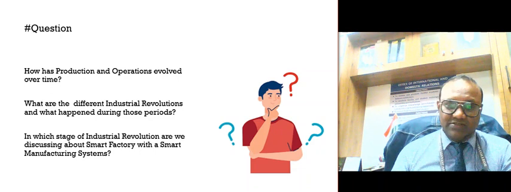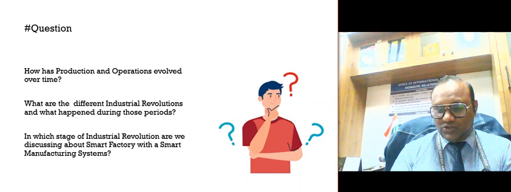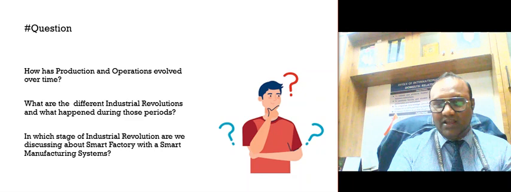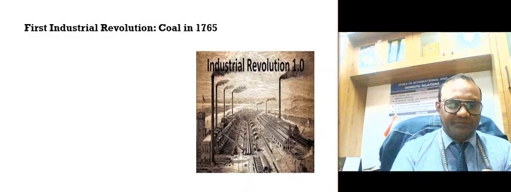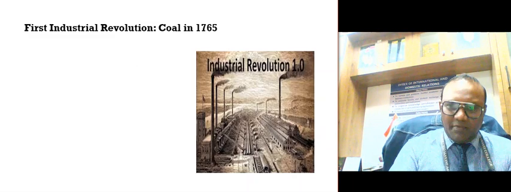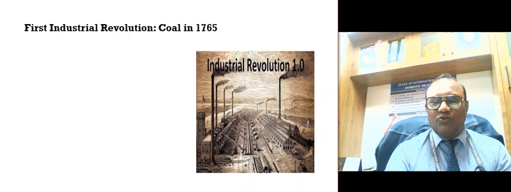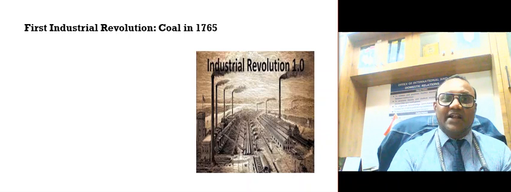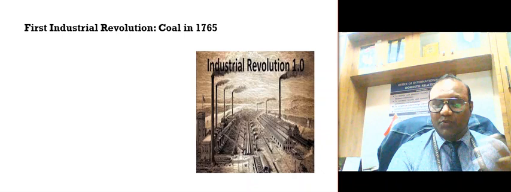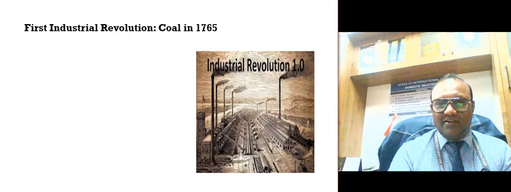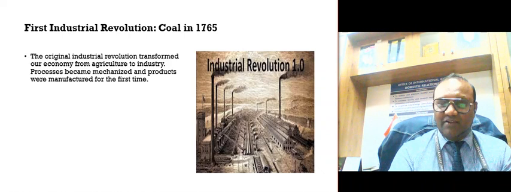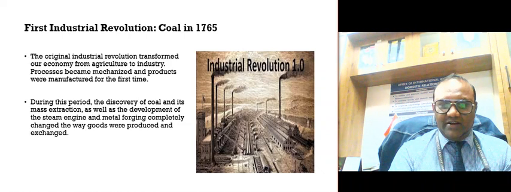The smart factory and the smart manufacturing system is also something that we must understand in this particular video. So let us go back to where it all started. The entire factory system, that whole understanding of a factory, is something that started with the first industrial revolution, somewhere around 1765.